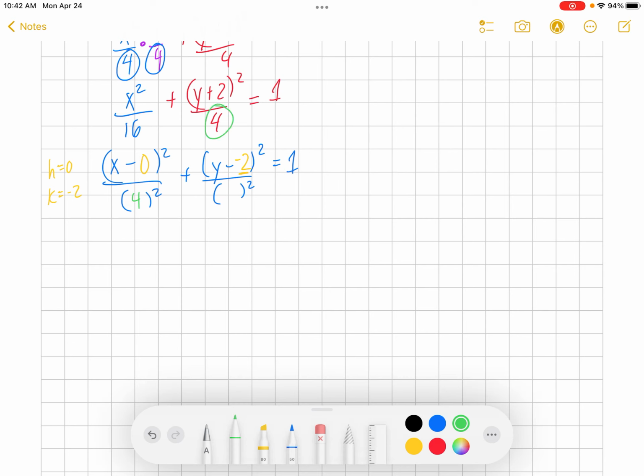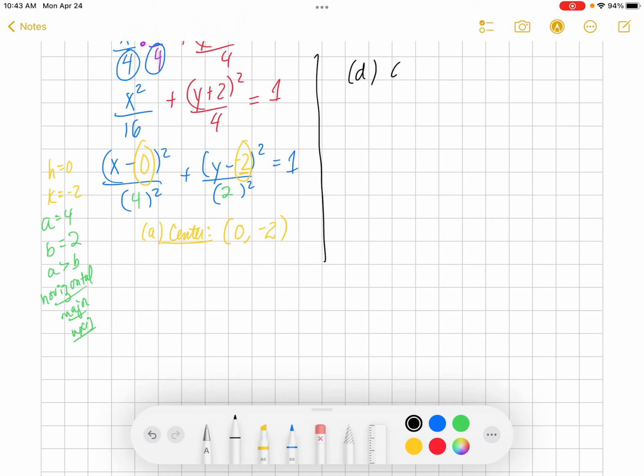And to get 16 here, I'm going to have to square something. I'm going to have to square 4. And to get 4 here, underneath the y stuff, I'm going to have to square 2. So my a is 4, my b is 2. A is bigger than b, so we're going to have a horizontal major axis. So here my center is 0, comma, negative 2, my h, k.